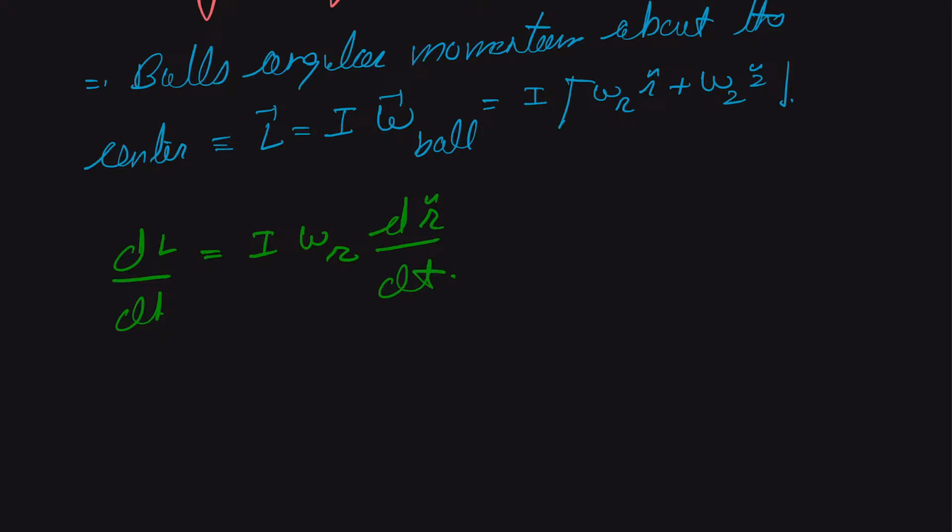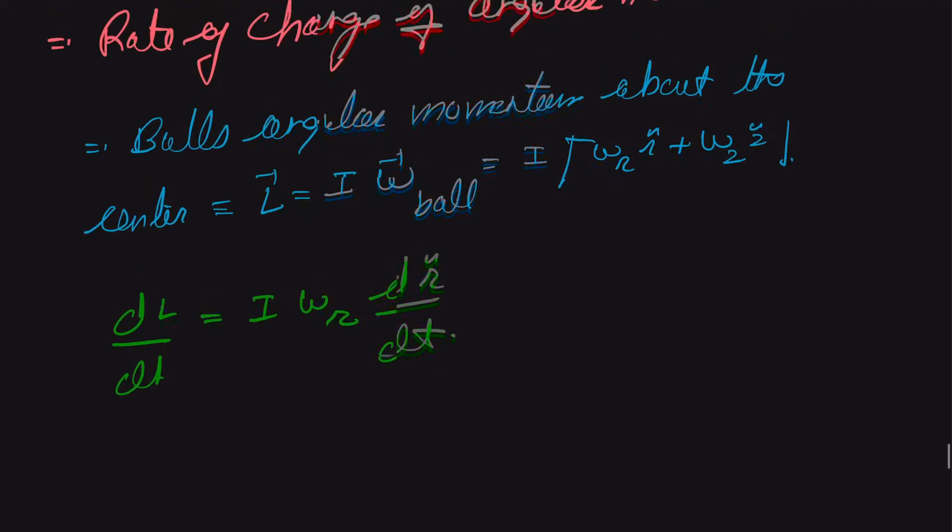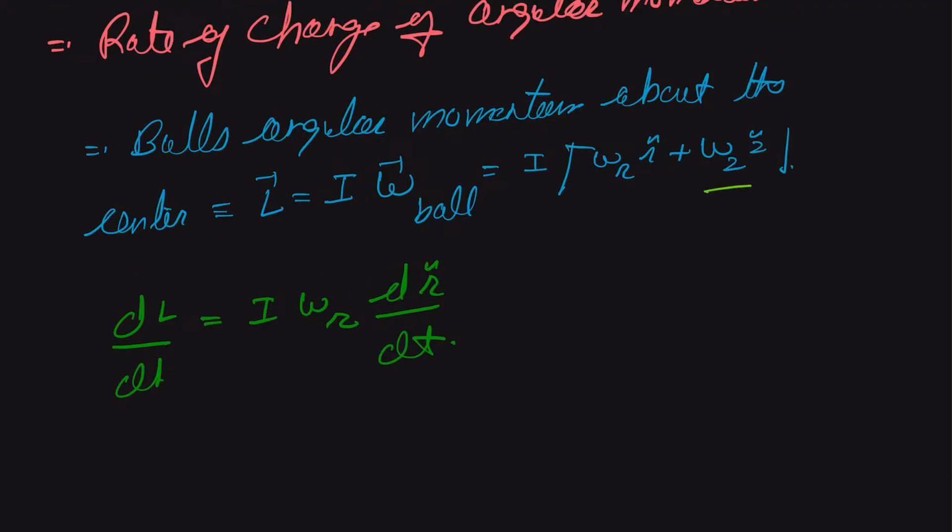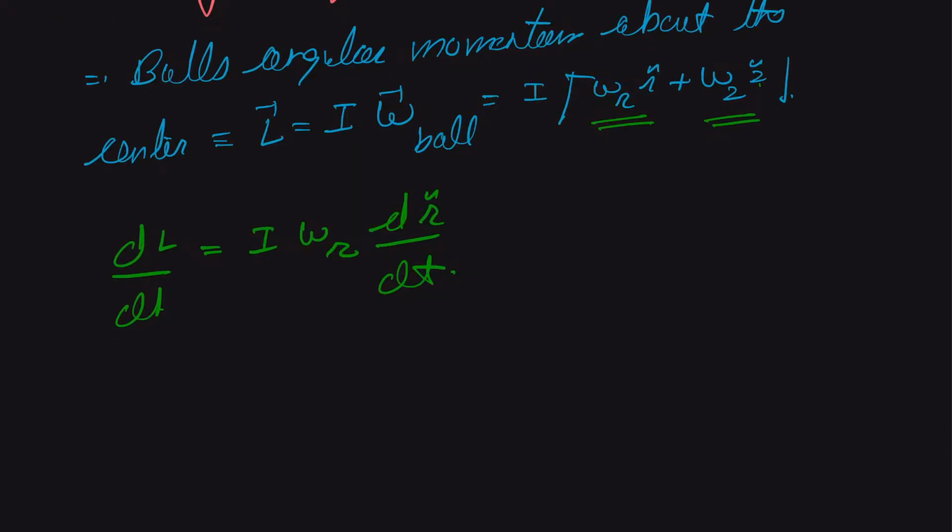In this case we know that this is our z unit vector. The vertical vector is fixed, so its derivative is not going to change. The only thing that is going to change is our r unit vector, because the ball is rotating about this z unit vector, so the z derivative will be equal to 0. Therefore we get I omega r, and this is omega phi unit vector, and we can write this as I omega r phi unit vector.